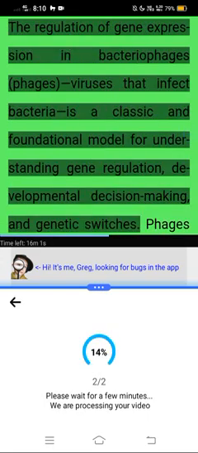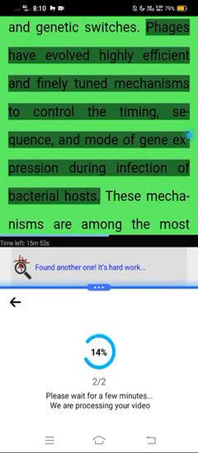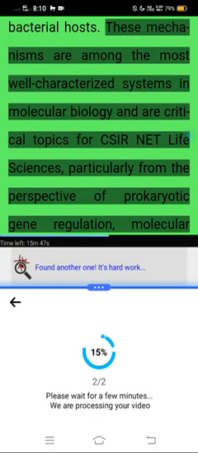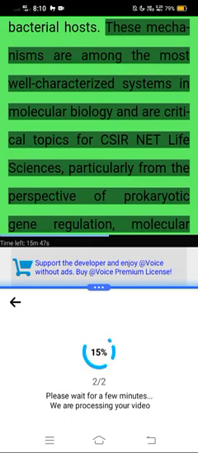The regulation of gene expression in bacteriophages, viruses that infect bacteria, is a classic and foundational model for understanding gene regulation, developmental decision-making, and genetic switches. Phages have evolved highly efficient and finely tuned mechanisms to control the timing, sequence, and mode of gene expression during infection of bacterial hosts. These mechanisms are among the most well-characterized systems in molecular biology and are critical topics for CSIR-NET life sciences, particularly from the perspective of prokaryotic gene regulation, molecular switches, and transcriptional control.